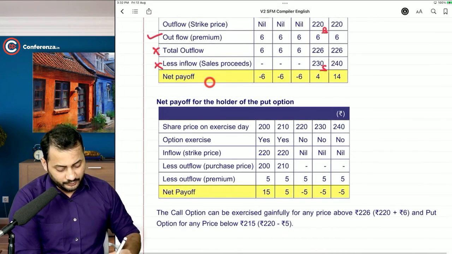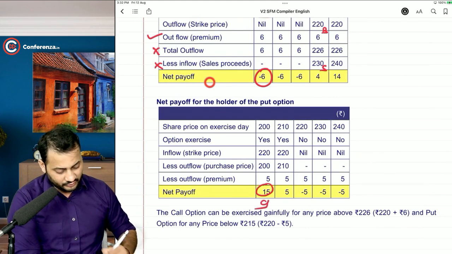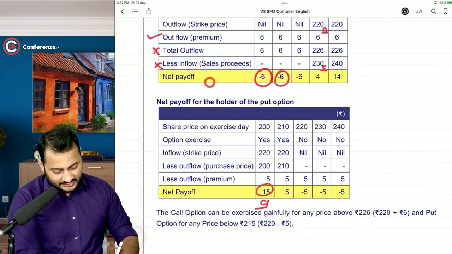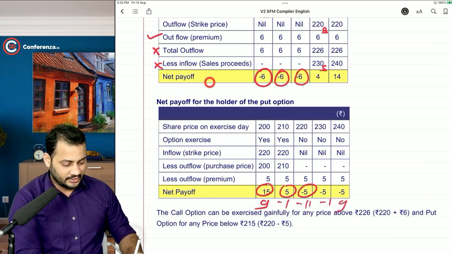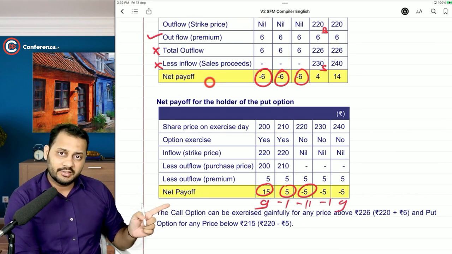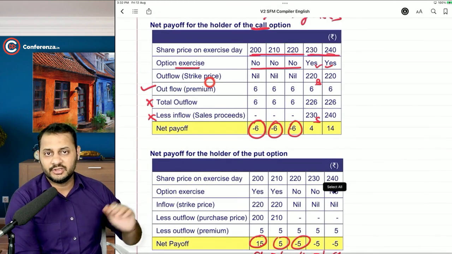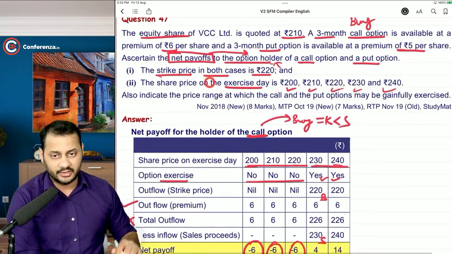If you do it with the put option, minus 6 and 15 goes to 9. Minus 6 and 5 goes to minus 1. Minus 6 and minus 5 goes to minus 11, minus 1 and 9. So the net payoff is right, but the presentation is wrong. Okay, let's move on to the next part.